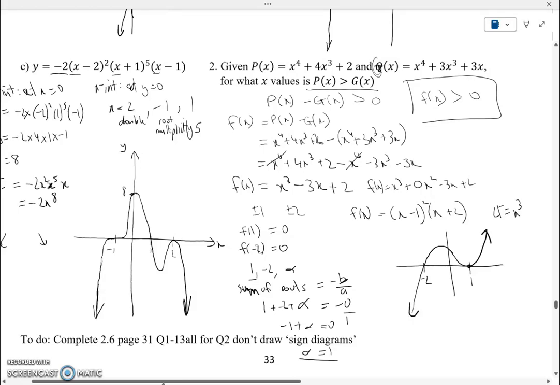Now be careful, we have to be greater than 0, so it can't equal 0, so that has to be an open circle. That has to be an open circle because we have to be greater than 0. It'll be this section and this section. Notice that's 2 sections, so my answer is 2 inequalities. So it'll be x between negative 2 and 1, unioned with x greater than 1, and that's the answer.